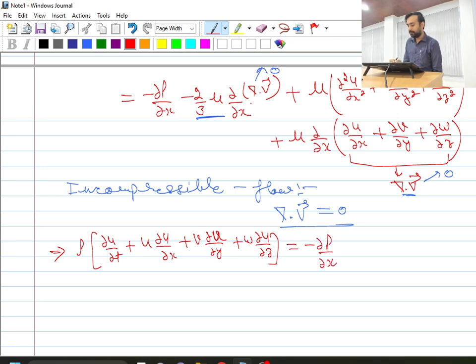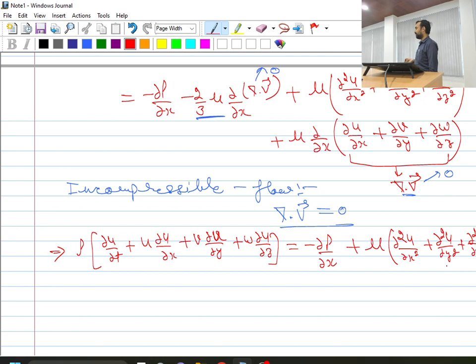For incompressible flow, this has become 0. This has become 0. So simply plus mu times del square u by del x square plus del square u by del y square plus del square u by del z square. So this is my x momentum equation.